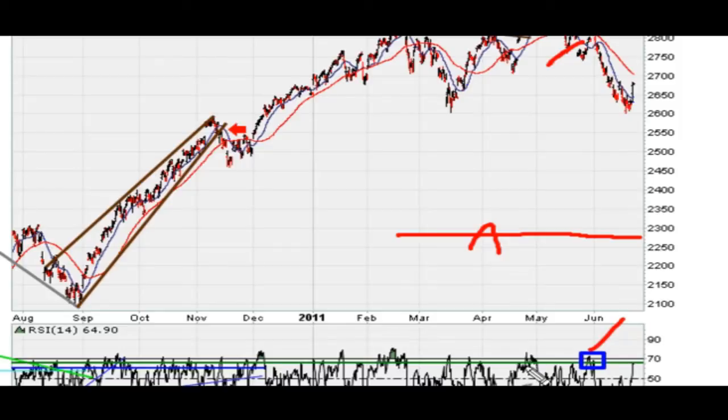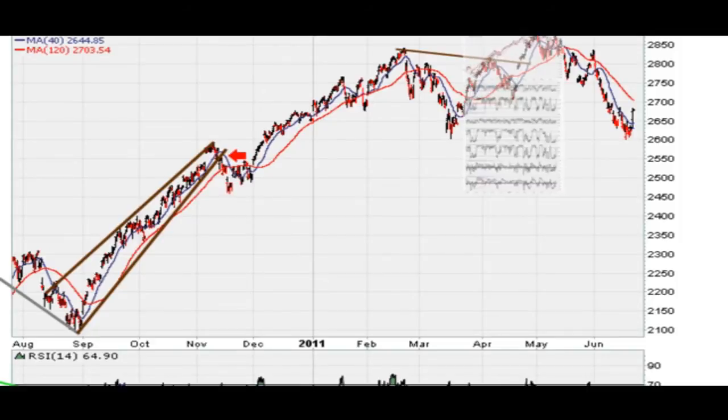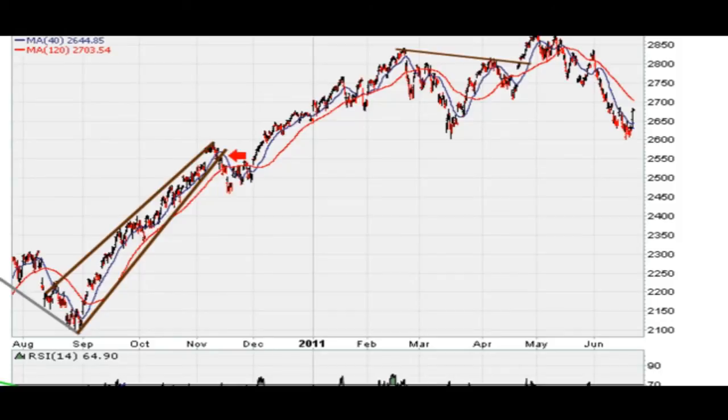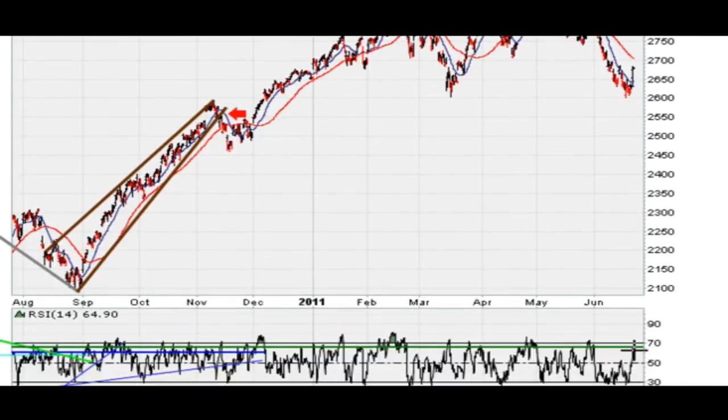Then we see the same scenario here, which corresponds with this area here, the highs for this year. So that's what I'm saying: if the market stalls around here, we're probably looking at a big drop, at least on an hourly basis. So right now we're looking at the Dow stalling around here.